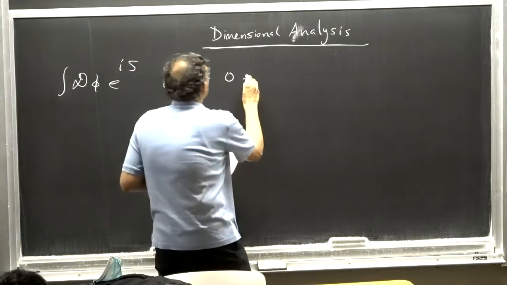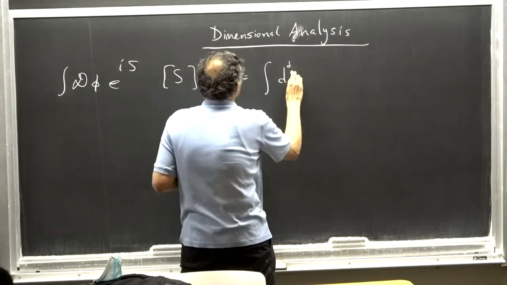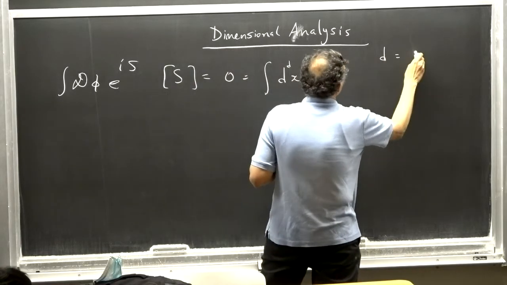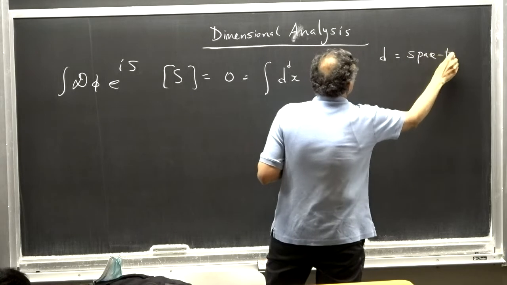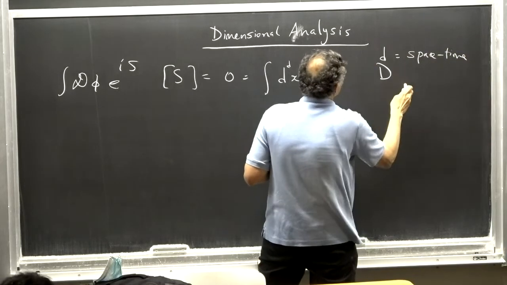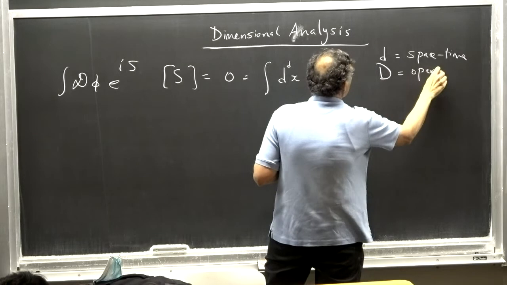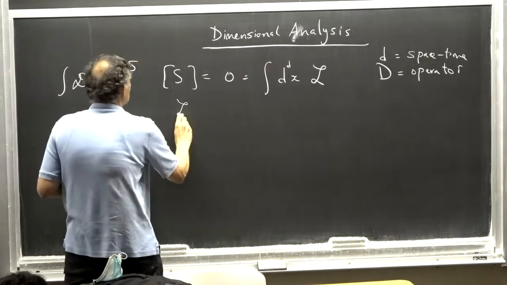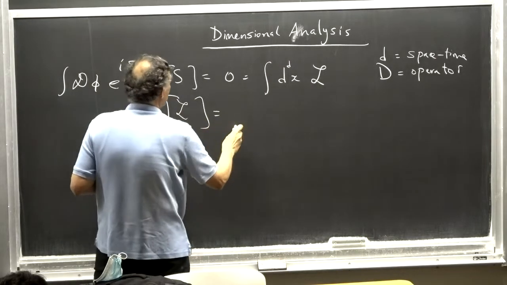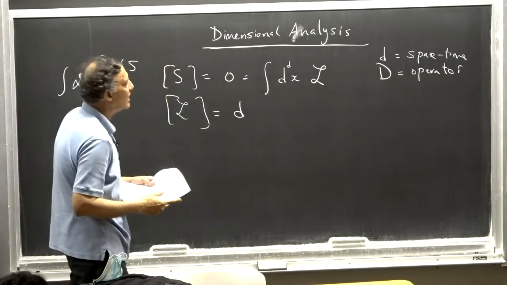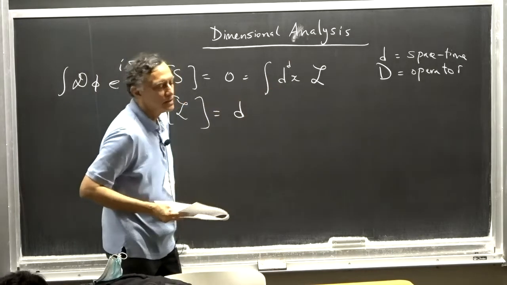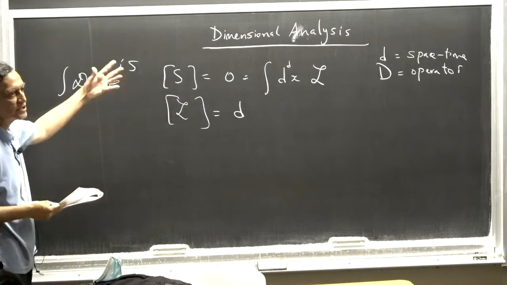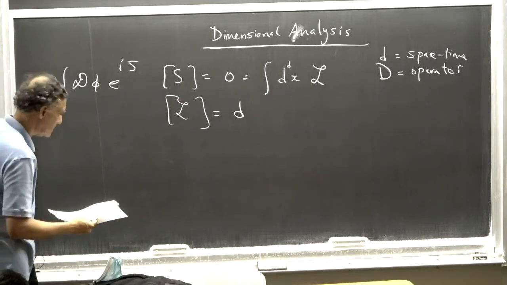And the action is the integral in d space-time dimensions of a Lagrange density. So I'm going to be using little d for the space-time dimension, and I might as well say it here, I'll use capital D for the operator dimension. And so the Lagrange density has dimension little d because it's compensated for by the d^dx, where x has dimension -1. I'm using the particle physics counting of dimensions of energy with h bar and c equal to 1.